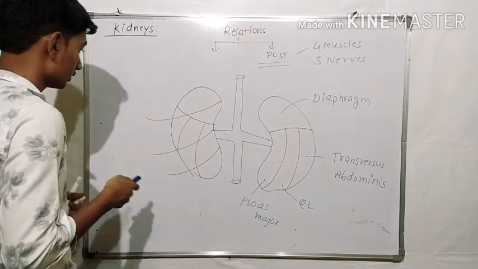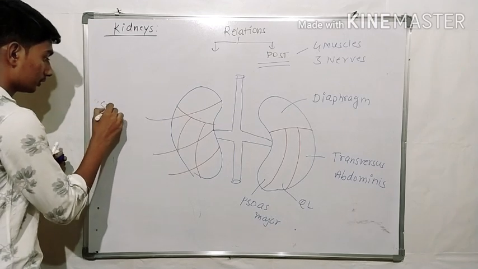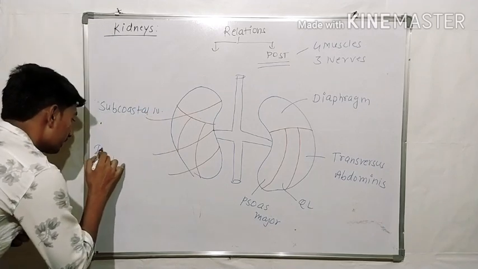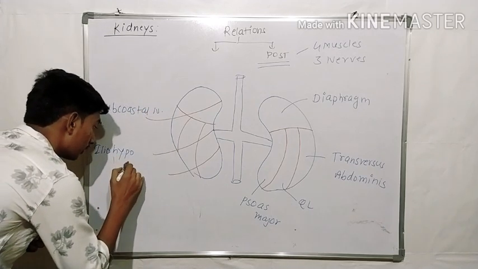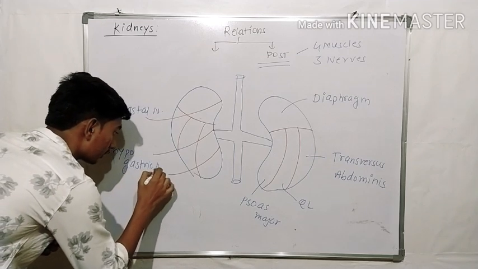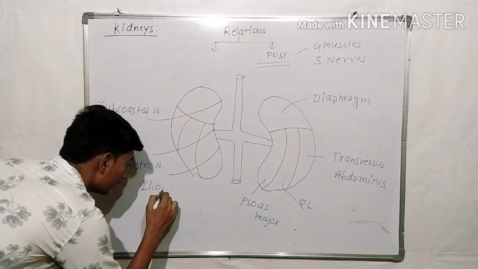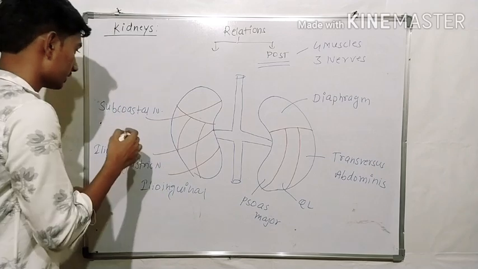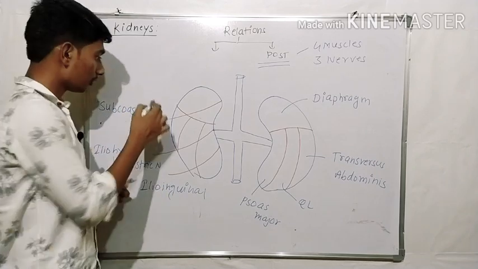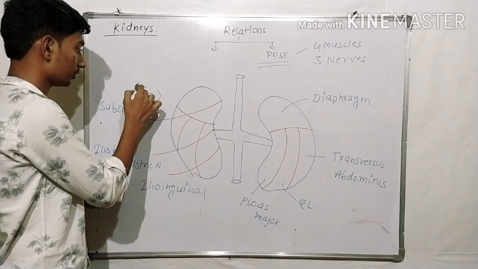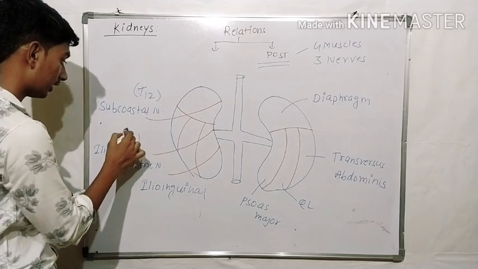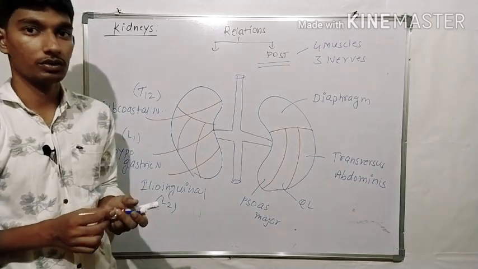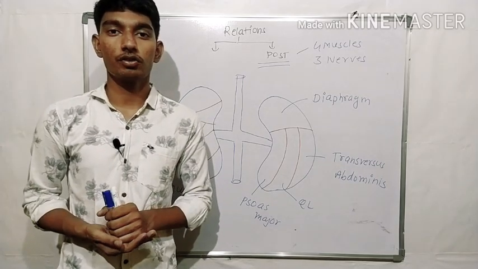Subcostal nerve, iliohypogastric nerve, ilioinguinal nerve. Root value of subcostal nerve T12, iliohypogastric L1, and ilioinguinal L2. Ilioinguinal nerve is L2. These are the posterior relations of the kidney.